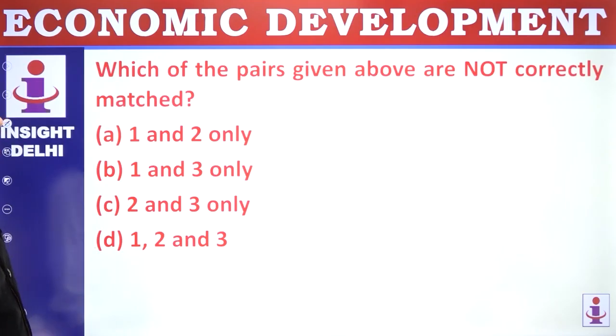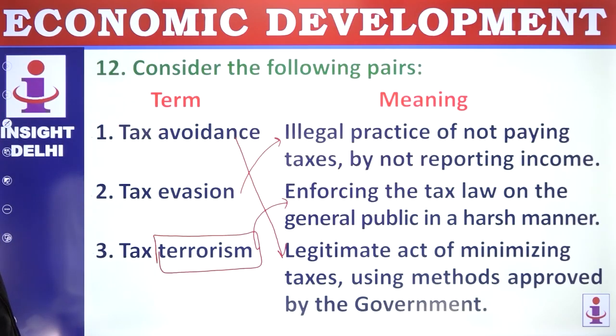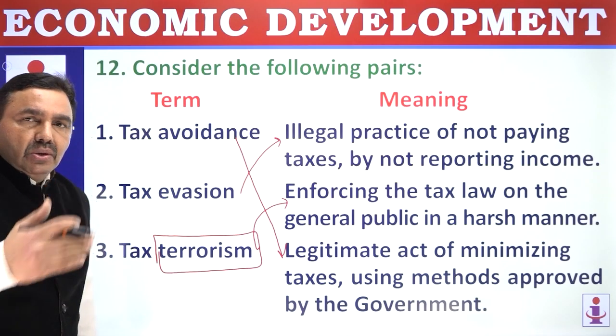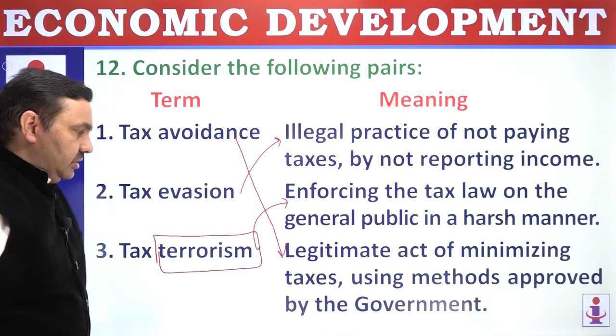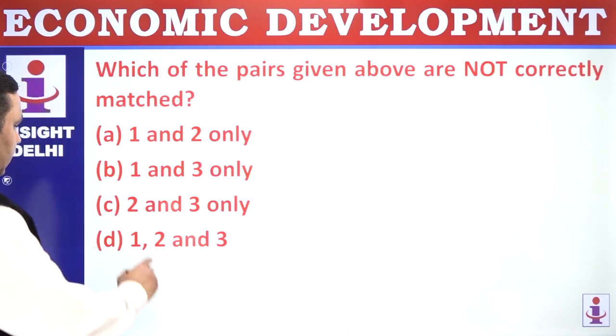Which of the components given above are not correctly matched? So which of these are not correctly matched? All of these are not correctly matched. All of these are incorrectly matched. So option here is D.